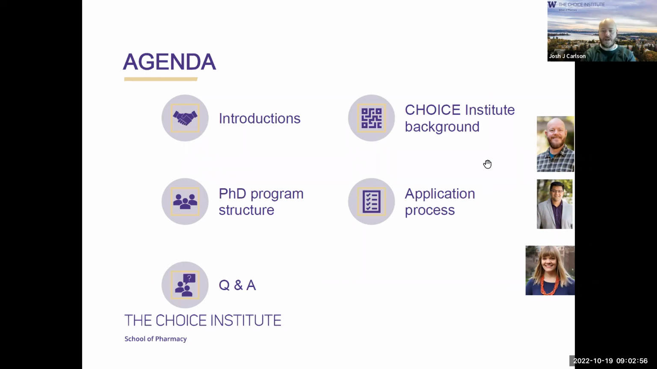My name is Josh Carlson. I'm a professor in the Choice Institute and the director of the graduate program here. I do a variety of different research, but primarily I'm focused on economic analyses and policy evaluation related to performance-based risk-sharing agreements and cost effectiveness alongside clinical trials. I teach both in our PharmD program, but also in the graduate program, an advanced class on HEOR methods. I'll turn it over to Anirban.